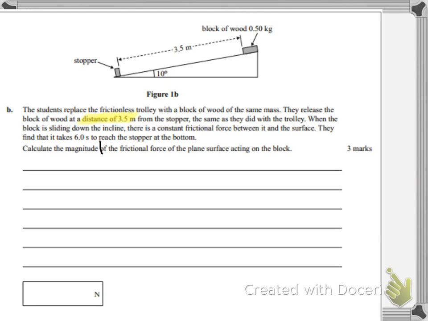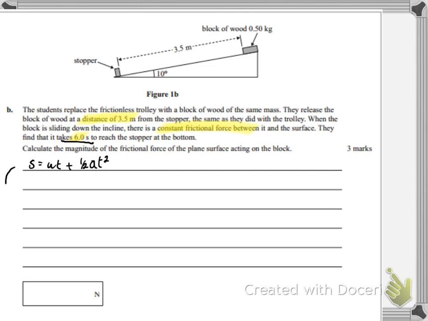Next, let's look at this one. Now we've got the same distance down the plane, but it's friction now, a friction force that's involved. This time it's going to take 6 seconds to slide down the plane. Because there's a friction force involved, we don't know what that force is. So because the friction force is unknown, we can't use F equals ma to work out acceleration.